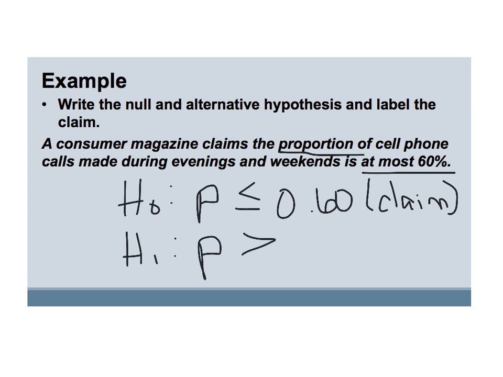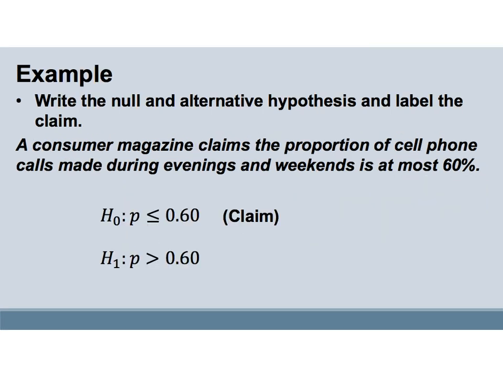Oh, and by the way, the reason it had to be up there with the null is because it was less than or equal to, because that's what at most means. Equal to's always go with the null. Opposite is greater than, so the alternative is P greater than 0.60. And again, the next slide.